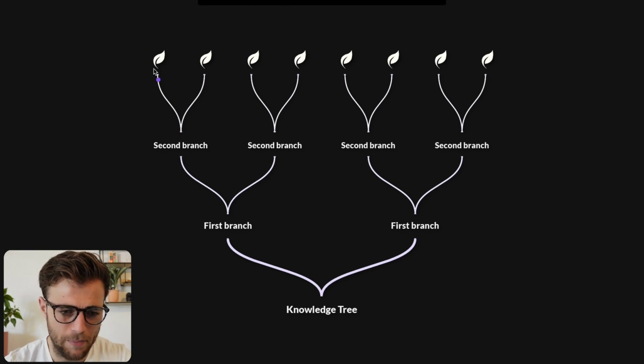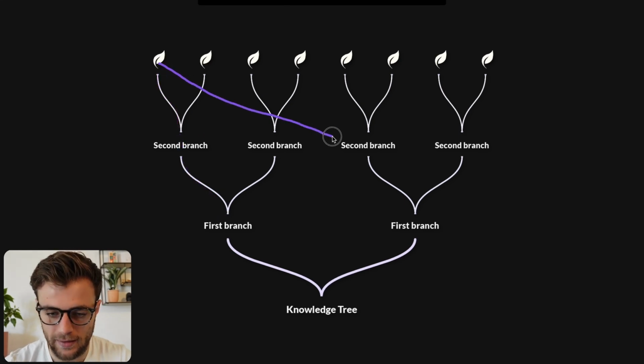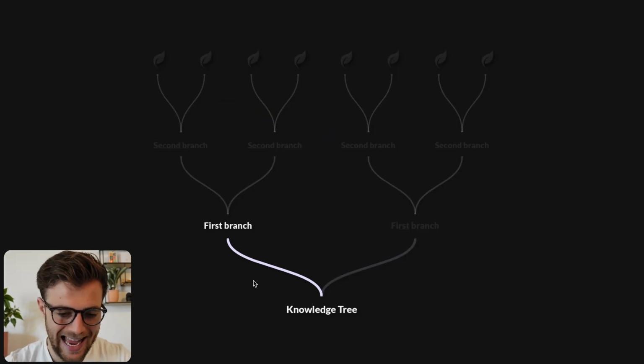So, for example, this leaf over here might make a lot of sense inside of this branch, but it might be absolutely useless if we were to connect it to this branch. So like that, all of the knowledge is connected. Let's take a look at an example.